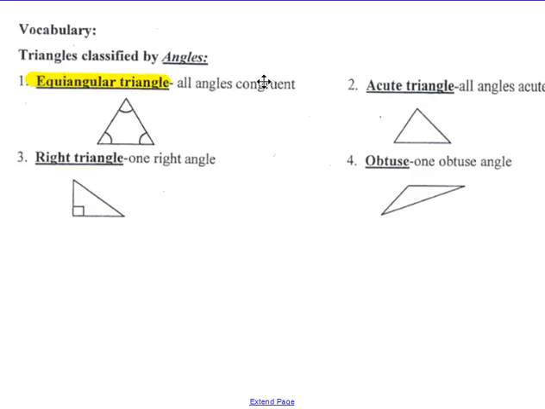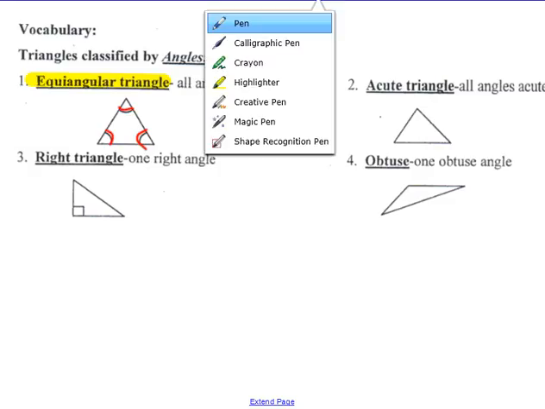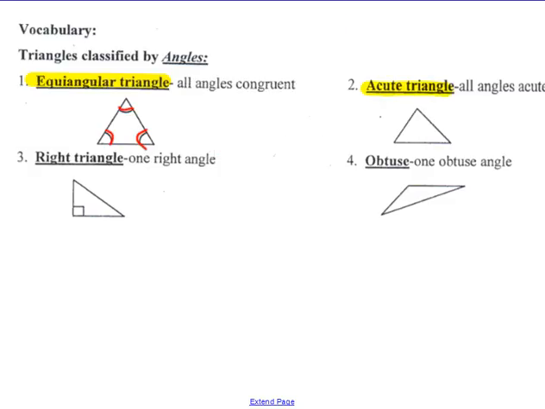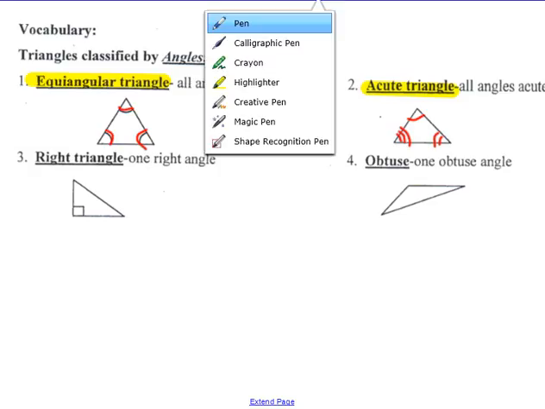This triangle is equiangular. That means that all the angles are congruent. You'll notice that that's right here, right here, right here. Those are all congruent. The next one is an acute triangle. All the angles are acute. So that means they are all less than 90 degrees. So this angle is less than 90, this angle is less than 90, and this angle is less than 90.